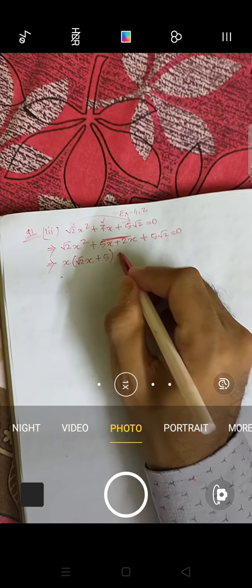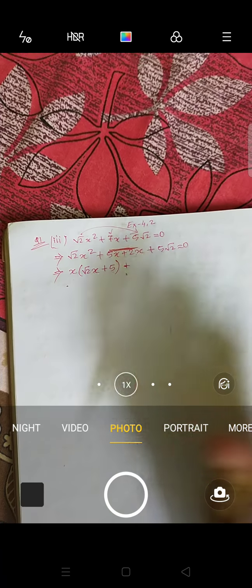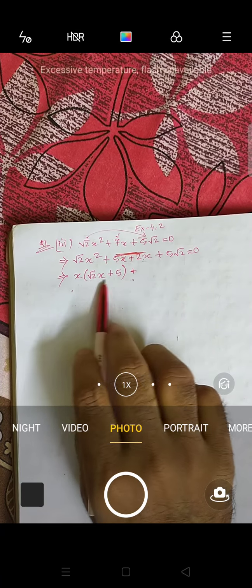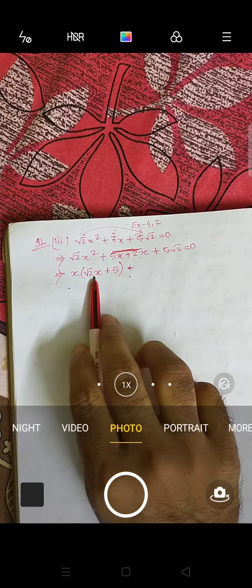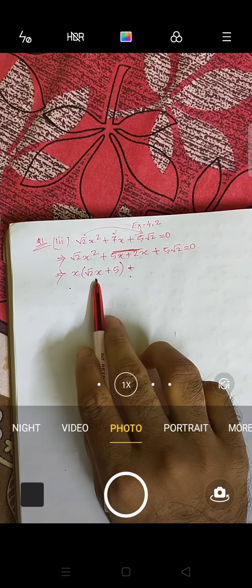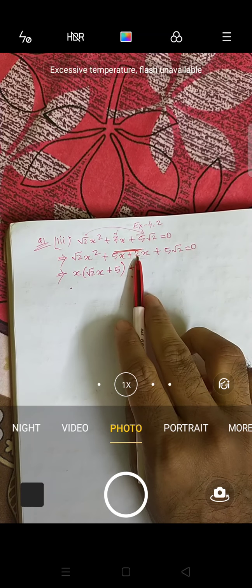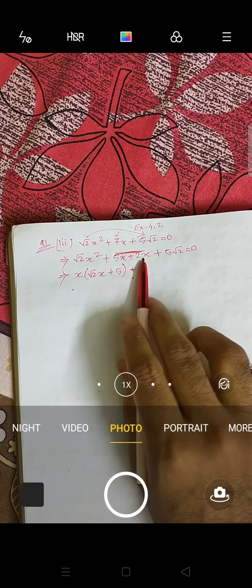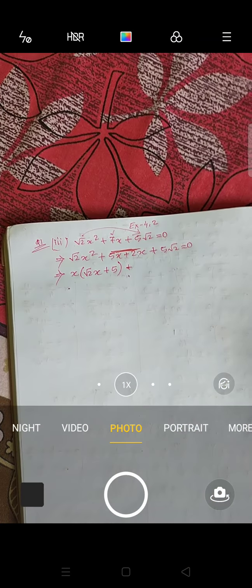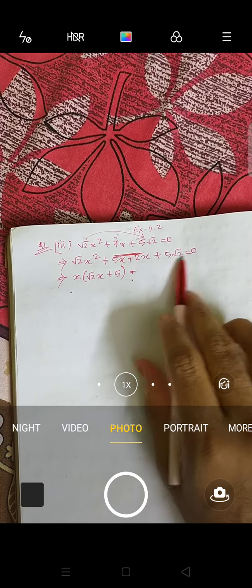Plus. Now next is plus. While writing your common, just check it. Inside this bracket, you are having root 2 as common, right? Root 2 is there inside the bracket, so here you are having 2. If you take 1 as common here, I am giving an example, you will be having 2x plus 5 root 2, but you are not having the same result.